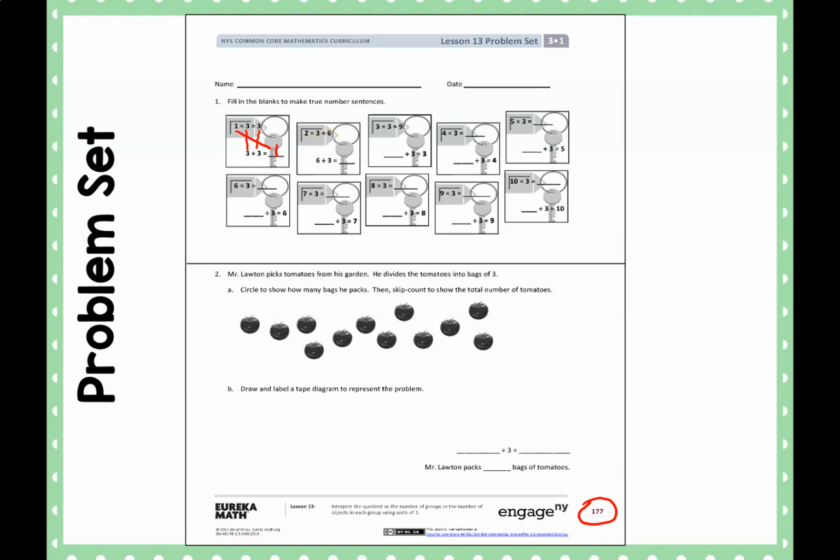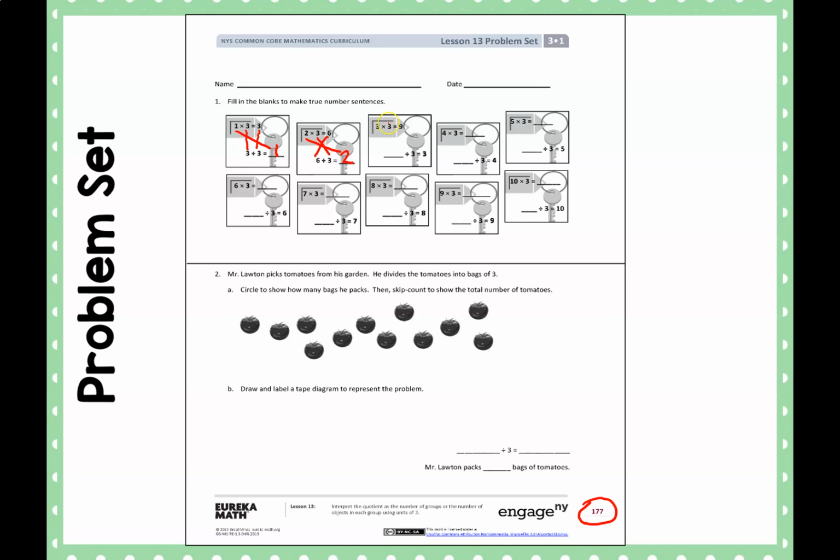So we have 2 times 3 equals 6, then 6 divided by 3 equals blank. Well, I have a 6. Oops. I have a 3. What number's missing? 2. Let's do one more.